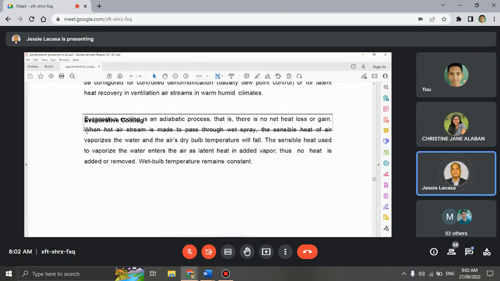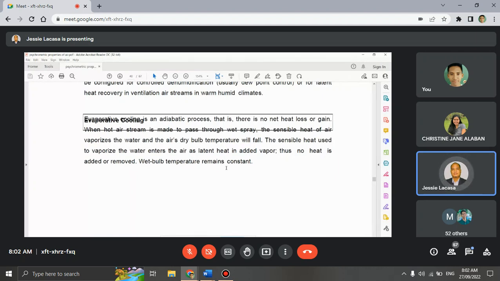Then another psychrometric process is evaporative cooling. Evaporative cooling is the principle used in chillers. Evaporative cooling is an adiabatic process, that is, there is no heat loss or gain. It is the opposite of heating and dehumidification, but they are still parallel lines, with no heat gain or heat loss.